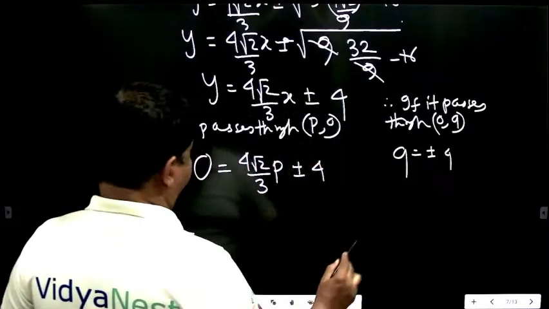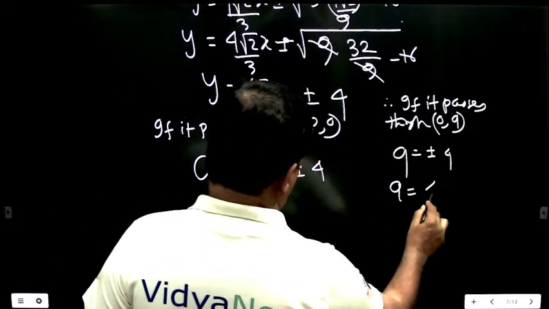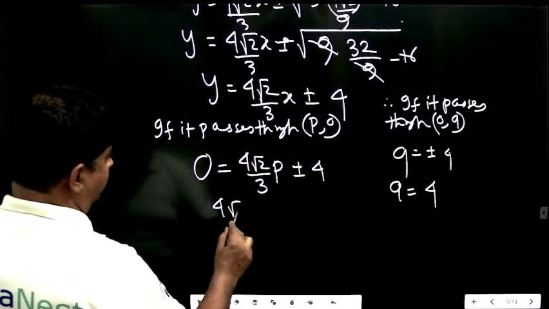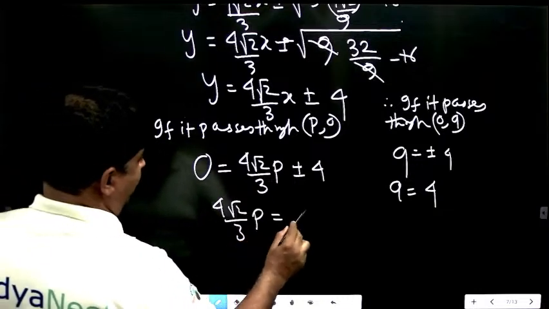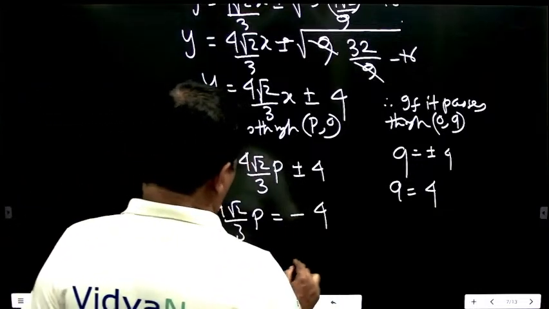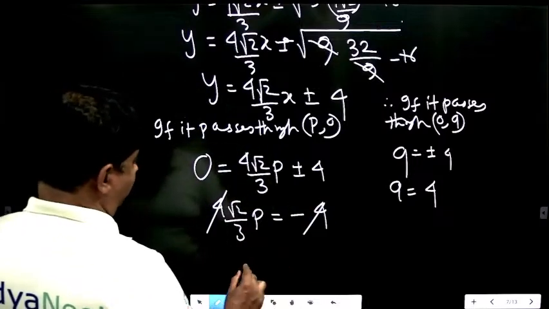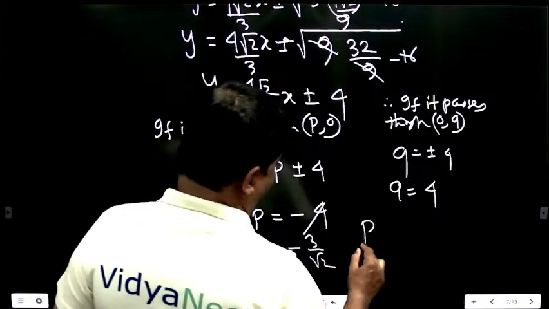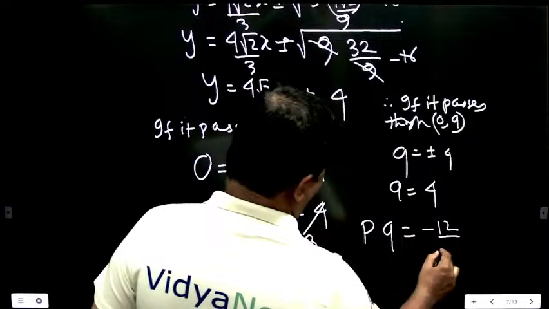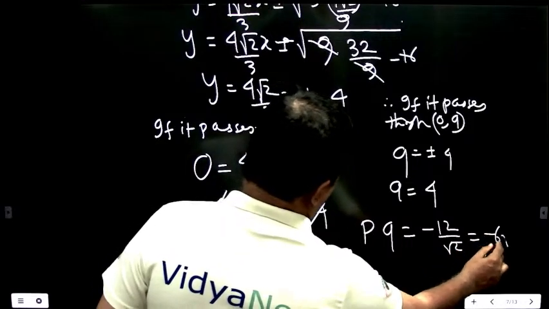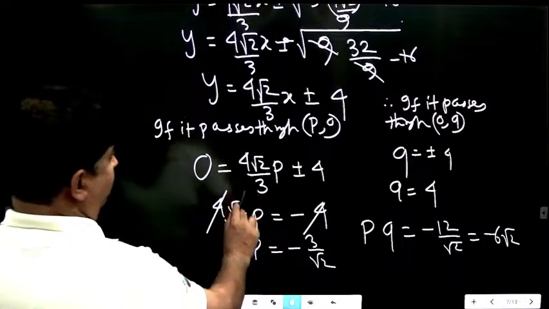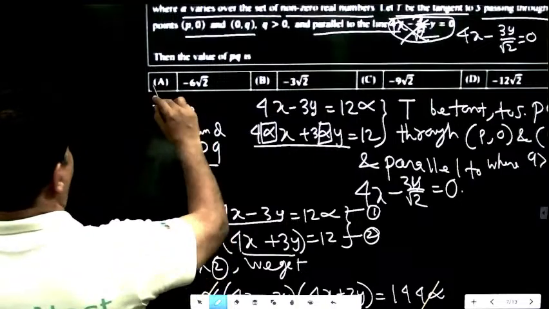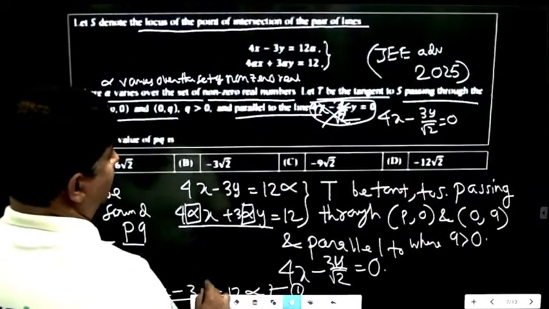Q is 4. Therefore, 4 root 2 by 3 into p is equal to minus 4. Cross multiply, p is minus 3 by root 2. What is pq? Minus 12 by root 2, which is minus 6 root 2. Does it match with any option? Yes, option A.